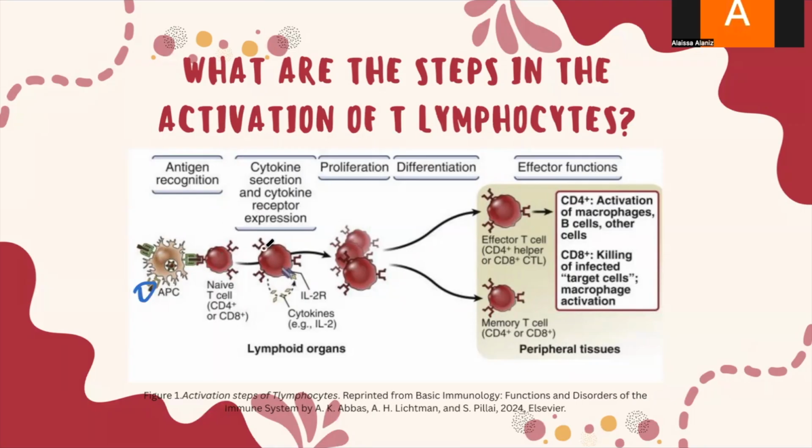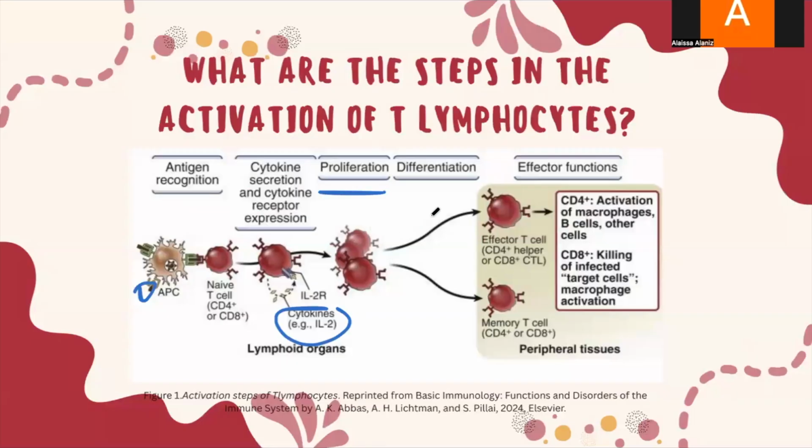Step 2, cytokine secretion and receptor expression. After recognizing antigen, the T cell becomes activated and begins producing cytokines such as interleukin 2. At the same time, it increases expression of IL-2 receptors, making it more responsive to growth signals. Step 3 is proliferation. The IL-2 stimulates the activated T cells to rapidly divide, creating many identical copies of itself, and this is known as clonal expansion.